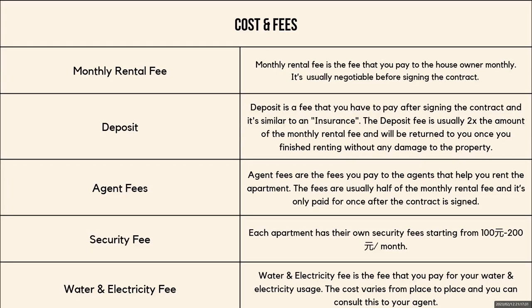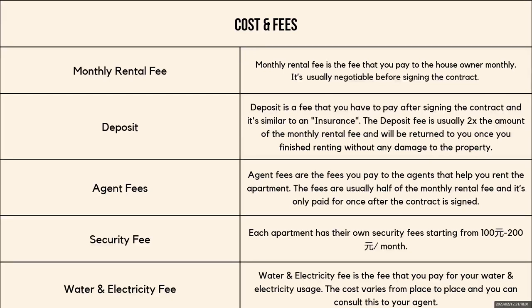Then the next one is the security fee. Each apartment has its own security fee, starting from 100 yuan to 200 yuan per month. It varies from place to place, but it's usually counted by the square meters of your house. For example, if your house is 100 square meters, then it might be 200 yuan. It's something like that. And then the water and electricity fee is the fee that you have to pay for your water and electricity usage. The cost varies from place to place, and you can consult your agent.